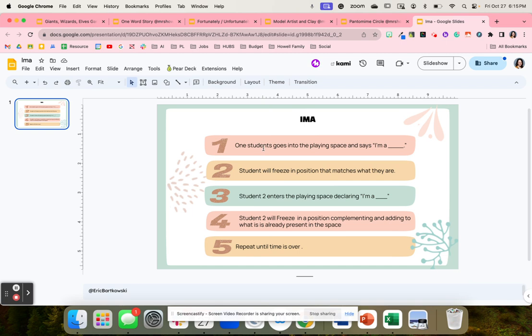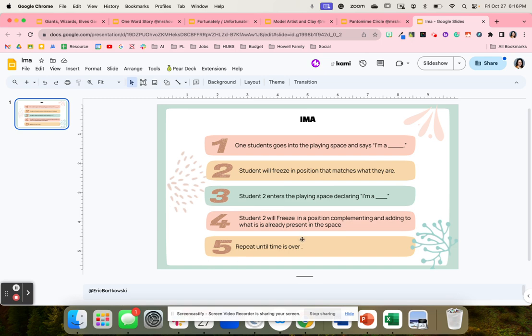So this first one is I'm a. What students do is they will be together in a group, and one student will say, I'm a frog. Then that student will freeze in a position that matches what they are. So if I was a frog, I might act like I'm about to hop, right? Then student 2 enters this place and says, I am a, and whatever they are, they freeze. And they have to hop like that frog, and then add to whatever they said. So the third person has to remember person 1 and person 2, and then do their own. Person 4 follows 1, 2, 3, 4.